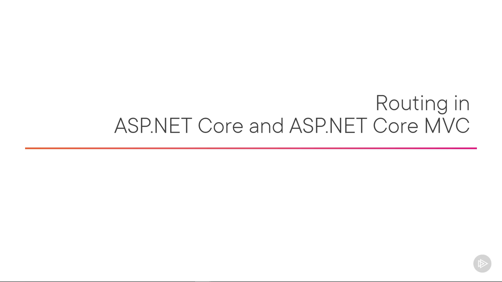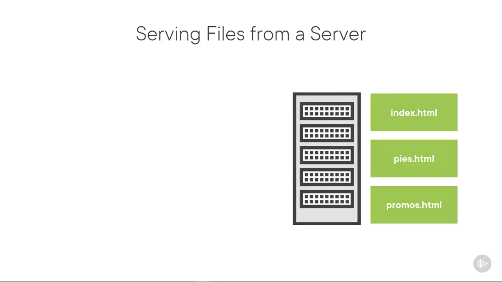So, before we add support in our application for navigation, let's understand how routing works in ASP.NET Core and ASP.NET Core MVC. Let us think about the traditional way of browsing to a page on a server. Basically, what happens is that you're making a request, for example, for index.html. The web server will search that file, and when found, that file will be sent back to the client.